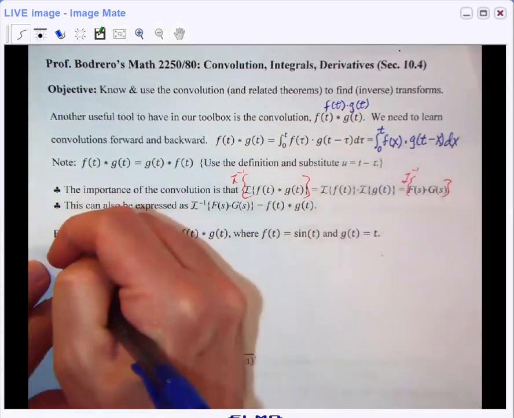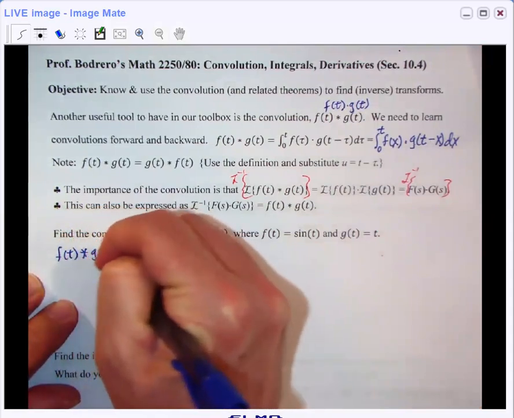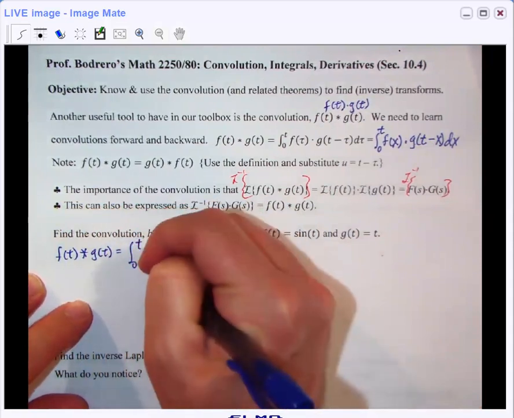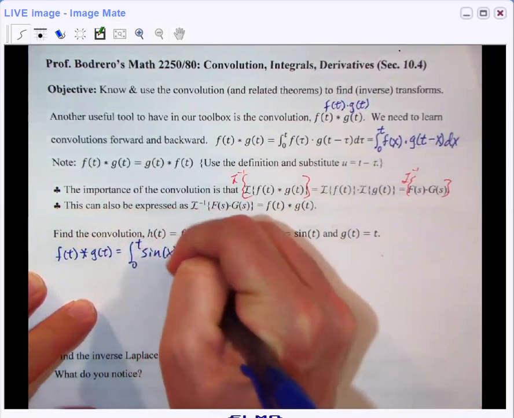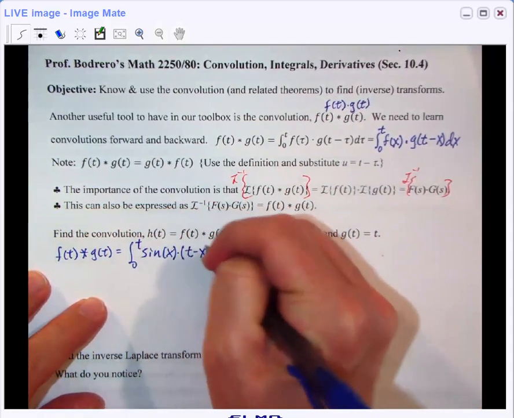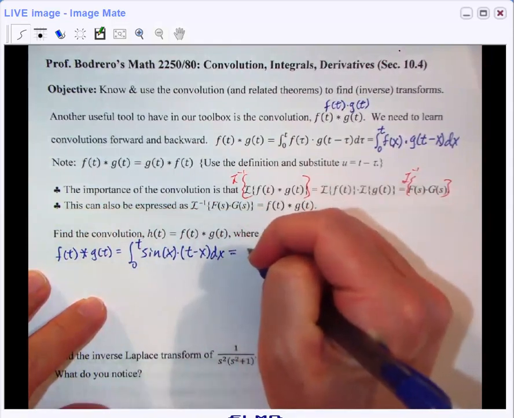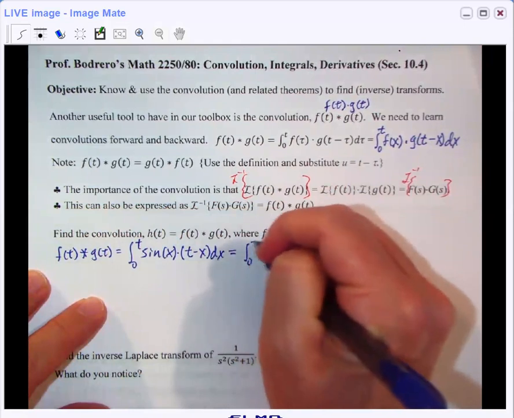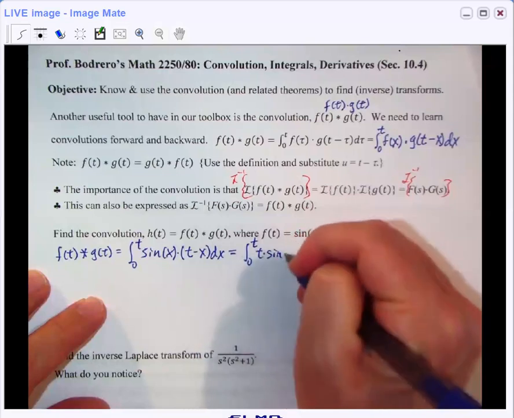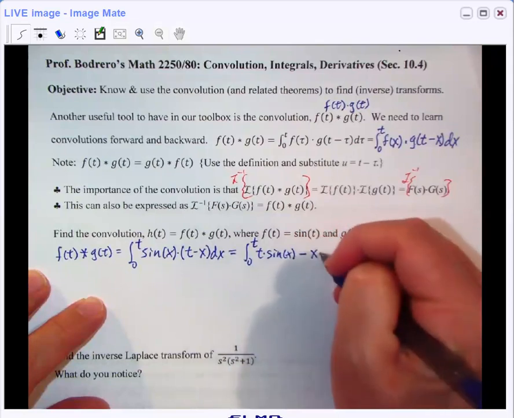So if we do f of t convolute g of t, we're going to get the integral from 0 to t of sine of x, and I'm going to use x, not tau, because otherwise I get myself too mixed up, times t minus x dx, which is equal to the integral from 0 to t of t times sine of x minus x times sine of x, all dx.